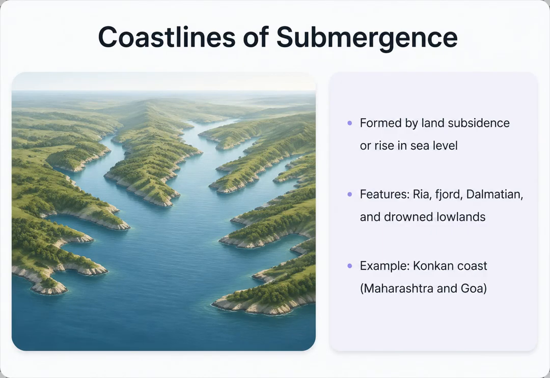Conversely, a coastline of submergence is created when the land sinks, or when the sea level rises, flooding the existing coastal landscape. This drowning of the land creates deep, irregular features, such as rias, fjords, and Dalmatian coasts. In India, the Konkan coast along Maharashtra and Goa is a prime example of a submerged coastline.